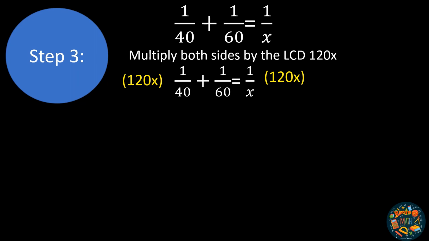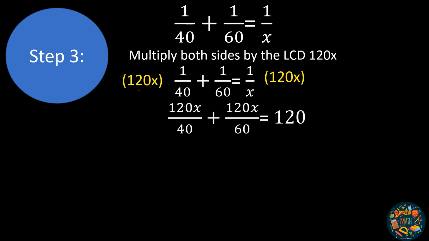So when we multiply 120x times 1 over 40, we have there 120x over 40. Then 120x times 1 is 120x over 60 equals 1 over x multiplied by 120x, so x will be cancelled out. So we have there 120.